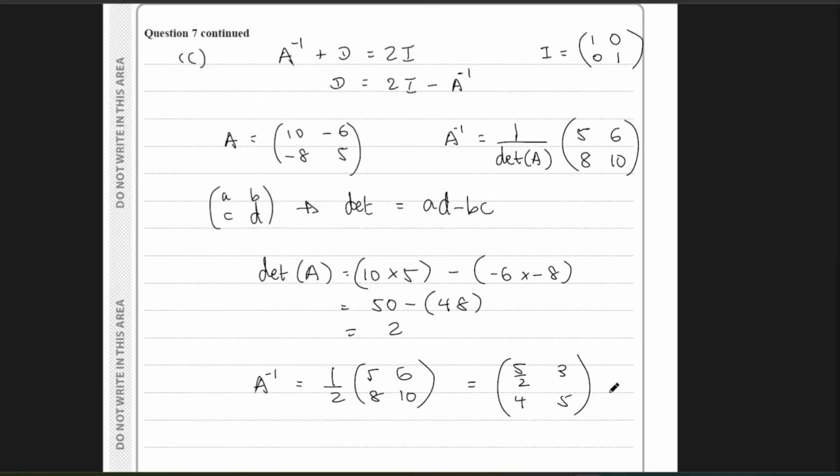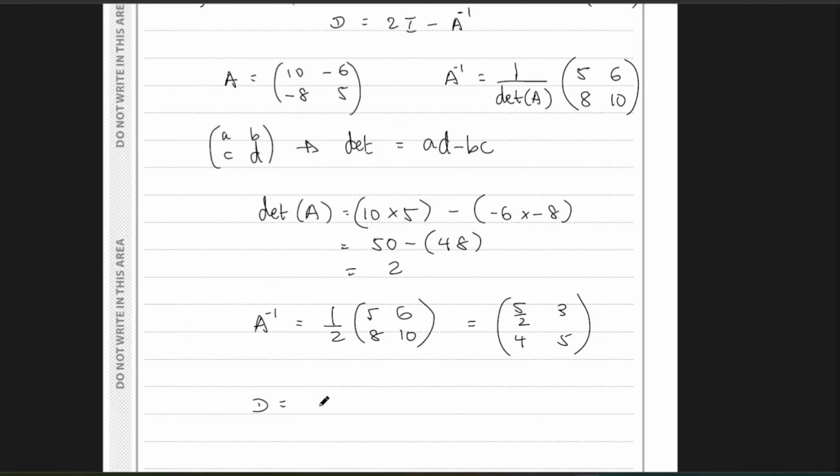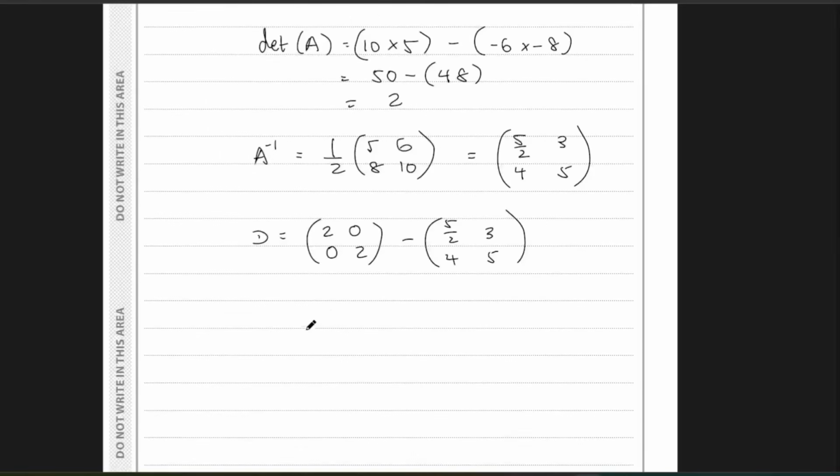So finally, D would be equal to 2 times I, which is 2, 0, 0, 2, minus 5/2, 3, 4, 5. So if we solve this, 2 minus 5/2, which is the same as 2.5, is minus half. 0 minus 3 is minus 3. 0 minus 4 is minus 4. 2 minus 5 is minus 3. We can show the final answer in decimals as well. So minus half becomes minus 0.5, minus 3, minus 4, minus 3. And that's our final answer.